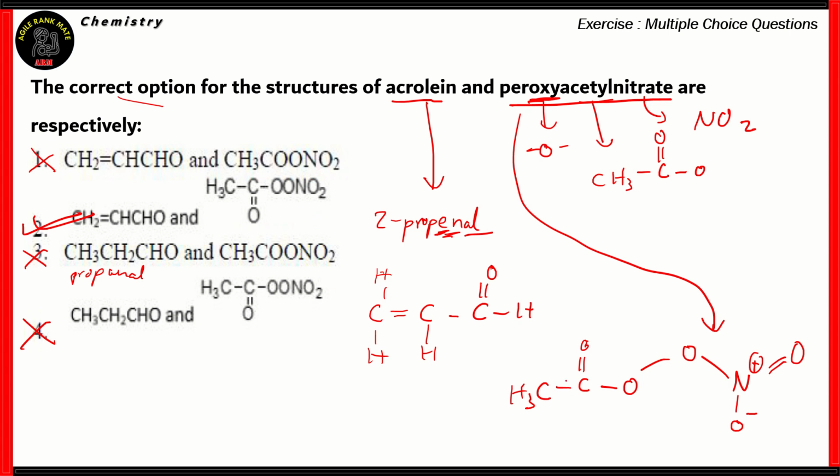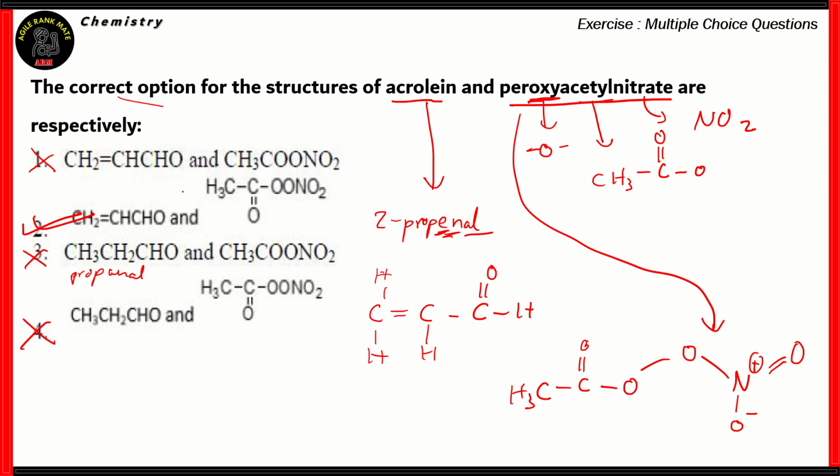3 hydrogens for the first carbon. The second carbon has a double bond with an oxygen and then a single bond with another. That has a peroxide bond with another oxygen, which is connected to the nitrogen atom, which is positive, connected to an oxygen negative atom, and also connected with a double bond to a neutral oxygen atom. So this is the correct structure for peroxyacetyl nitrate.